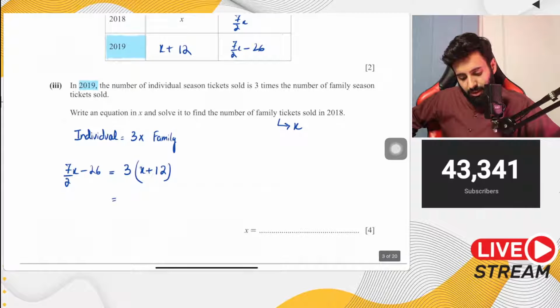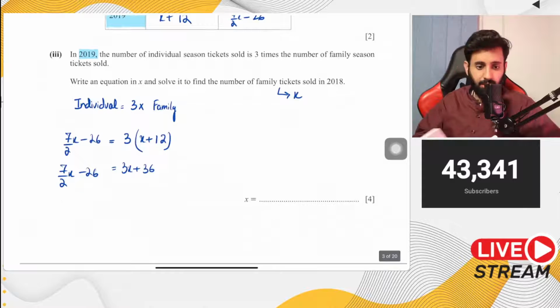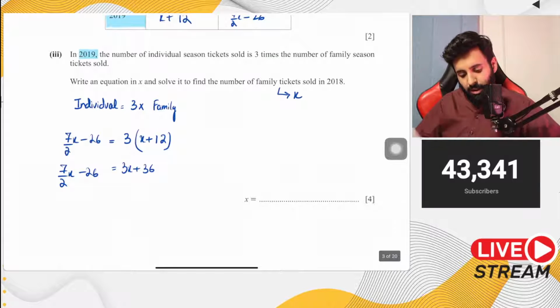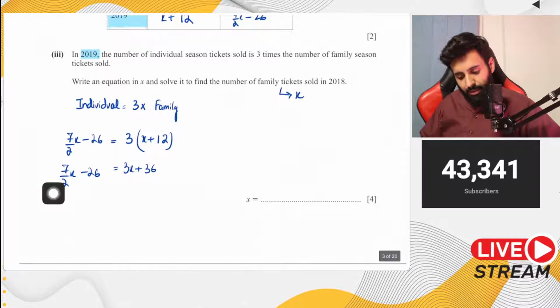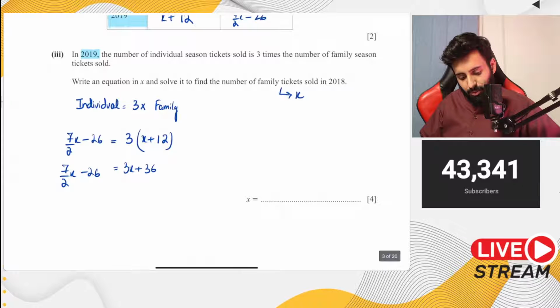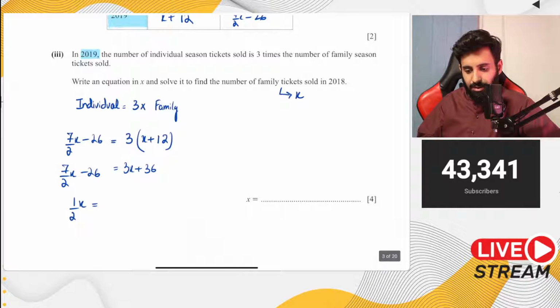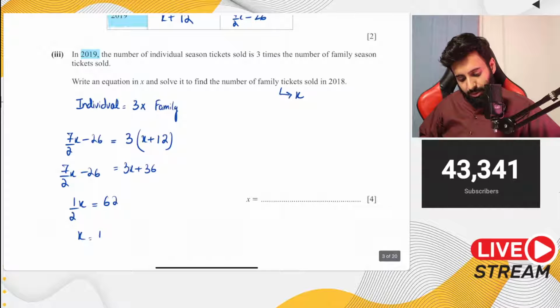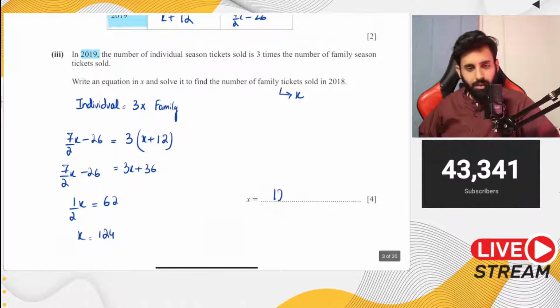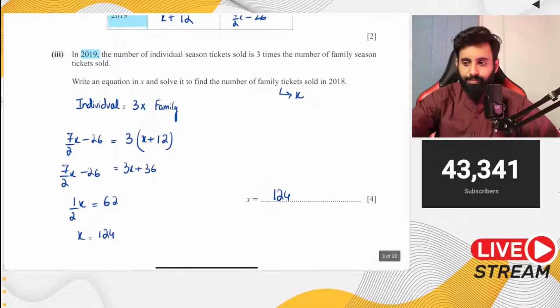So this is going to be 3x plus 36. This is going to be 7 upon 2x minus 26. Now the good thing about IGCSE is that calculators are allowed throughout. So 7 upon 2 is 3.5. 3.5 minus 3 is 0.5, which is 1 upon 2. Okay. So 1 upon 2x equals 36 plus 26, which is equal to 62. Now you cross multiply, so x is equal to 124. And there you go, boys and girls, that's your answer.